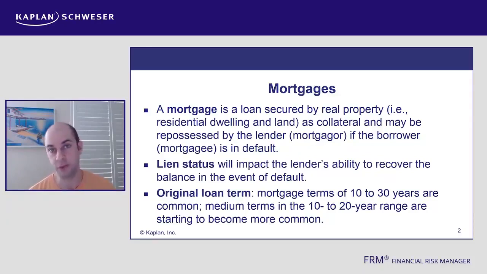Okay, so the first slide is nice and gentle with us. It just defines what a mortgage is. Well, a mortgage is a loan. Definitely it is a loan. And what kind of loan is it? Well, it's a loan secured by property. That's why we call it a mortgage. And the property acts as the collateral.